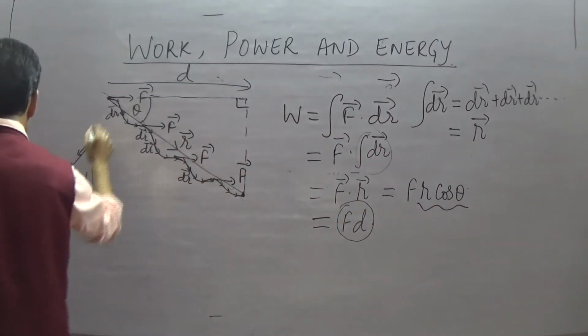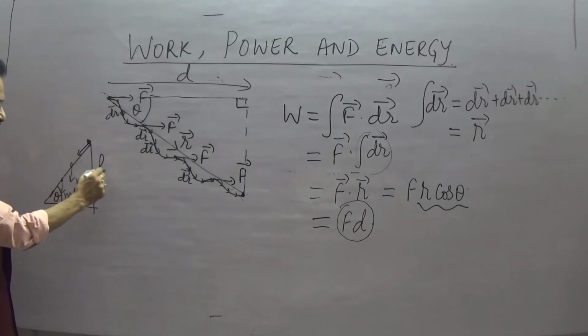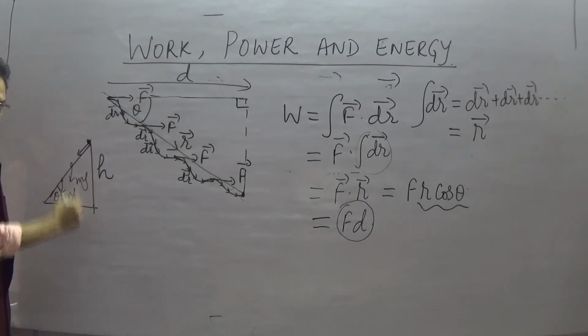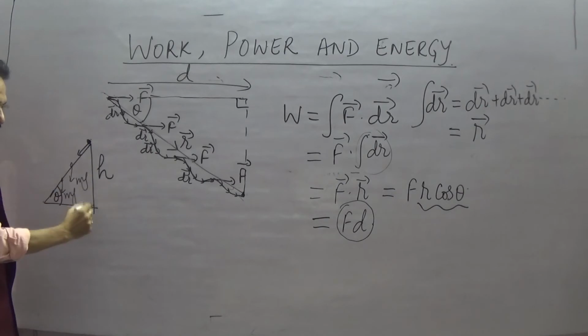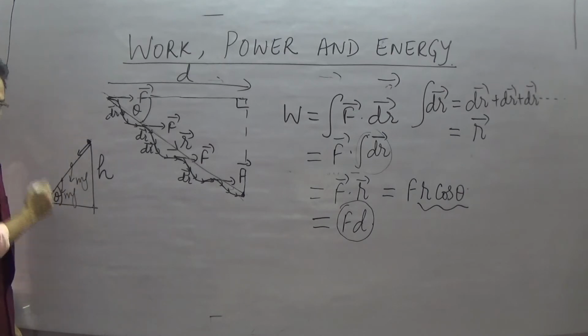So as the body slips down the incline, coming back to this example, mg is constantly acting. mg is a constant force because it is constantly acting in the downward direction. But as the body slips down, suppose this height is h, then what is the magnitude of the displacement of the body in the direction of the force? It is equal to h. So the work done by this constant force will be mgh as the body slips down.